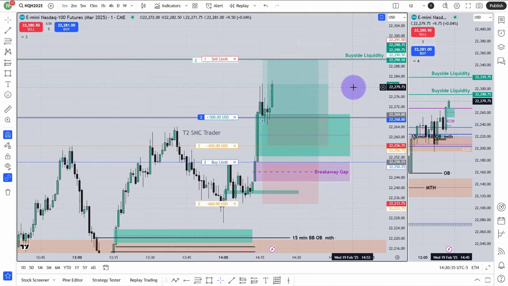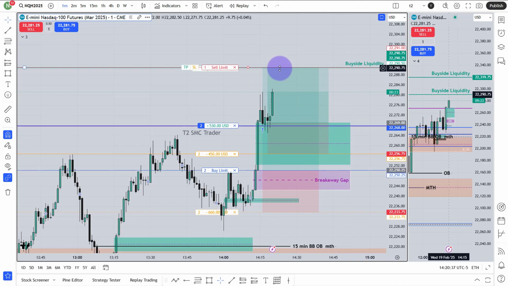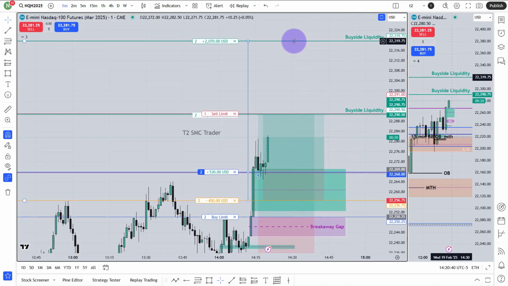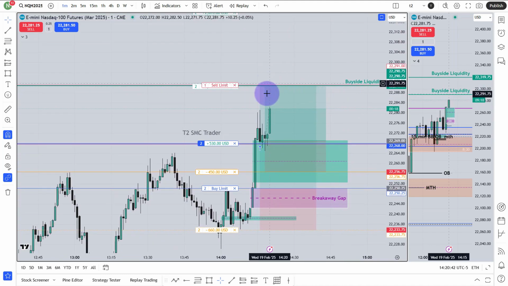Okay. So keep watching to see if it can take that partial level, and then we'll hold my trade until this area. So if I take the partial, I'll close this entry limit. That limit order, I'll close it.